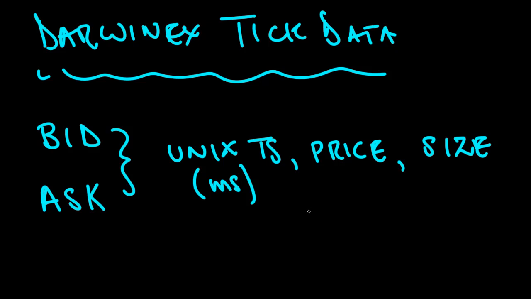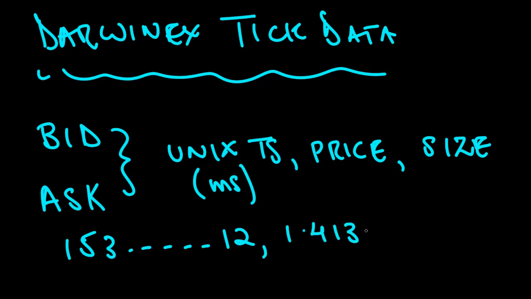You have each line containing this information. You have a timestamp, you have a price, and a size. Typically, this looks like, for example, 153 something something something, a millisecond timestamp ending in 12, for instance, and you have a price 1.41316. Completely random, I just made up right now, and you'll have something like this. So each line in the decompressed archive will look like this.